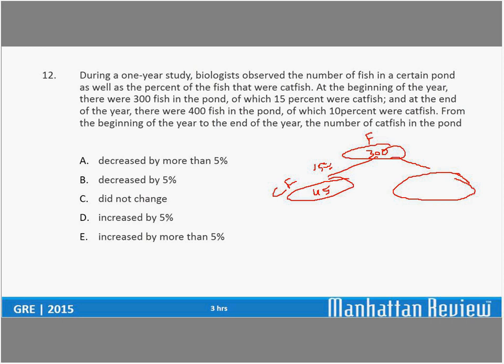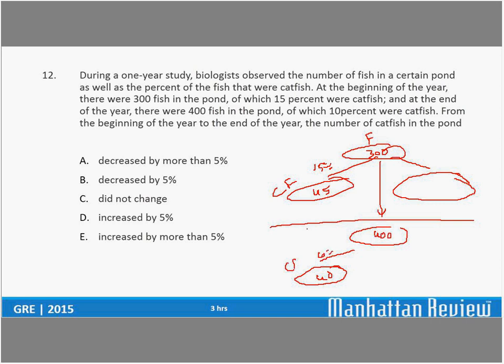And at the end of the year, there were 400 fish, of which 10% were catfish. So in this, the catfish count is 40, since 10% of 400 is 40. Actually, when there are 300, there are 45, but the fish grew up to 400 and catfish are 40. So you understood the catfish count has come down.